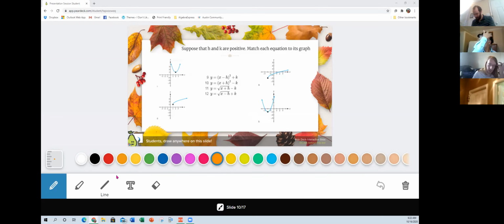Okay, this says, suppose h and k are positive numbers. Match each equation to its graph. This is exactly how it is in the book. So I want you guys to tell me, what one would C be associated with? Just C. I don't know why I did these out of order, but just tell me what C would be. If it's shifting to the left 2 and up 1, and it is a quadratic.